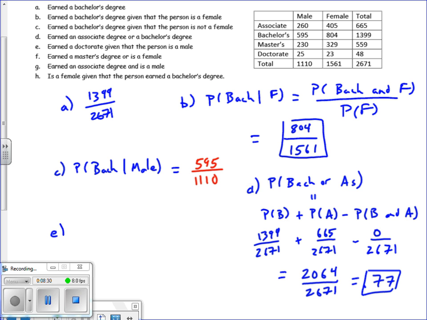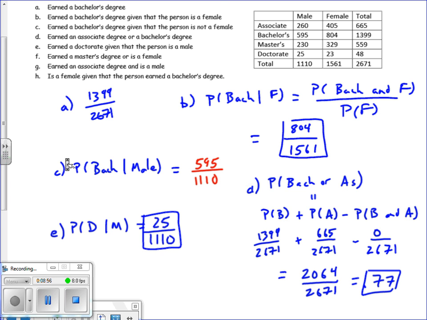Okay, so part E, earned a doctorate given that they are males. Probability of a doctorate given that they are a male. So again, we don't necessarily have to do the conditional formula because the table sets up so nicely for us right here that we know there are 1,110 males and there are 25 doctorates out of that group.